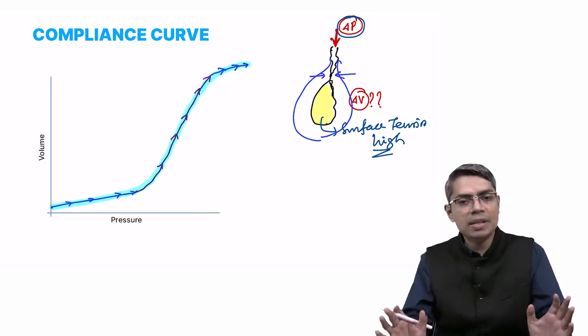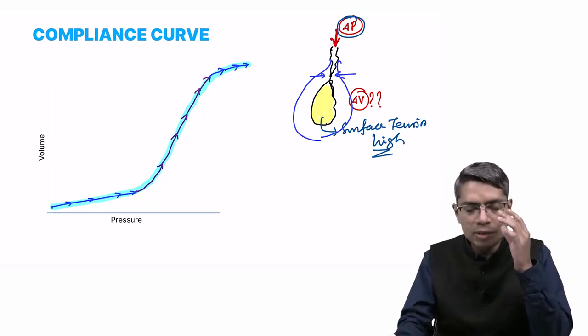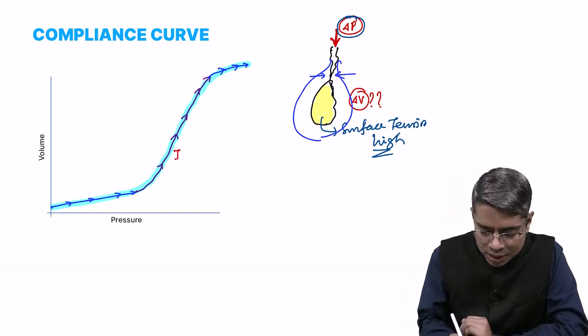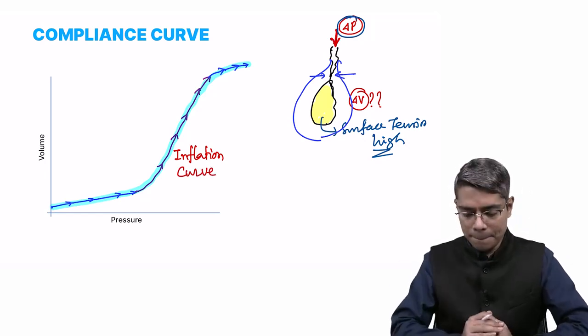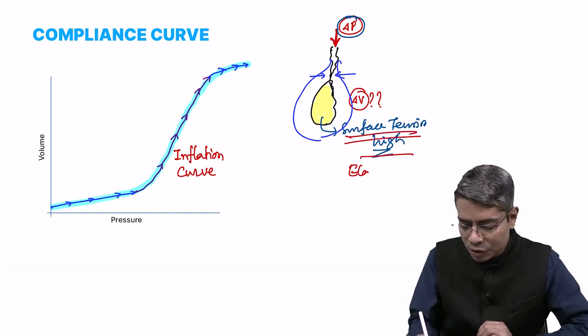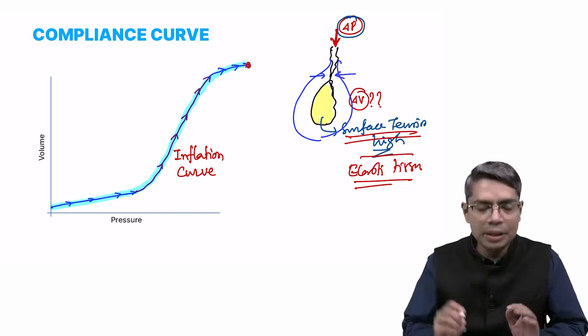So a completely collapsed lung was there. Now you are trying to inflate. Inflation means you are constantly measuring the change of volume and change of pressure. So this is an inflation curve, the inflation curve of compliance, right? Now during inflation, surface tension was the opposing force, and what about the elastic tissue? Elastic tissue was also an opposing force. So now you have expanded this lung up to this point.